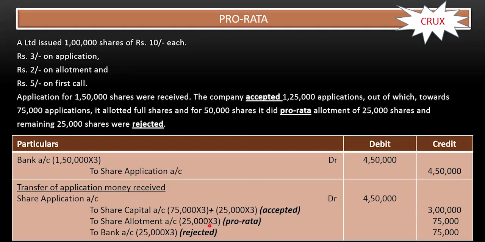And whatever the excess which we have received from category 2, that is 2:1 pro rata allotment, will now be apportioned towards share allotment account. The excess money received towards those 25,000 shares, rupees 75,000, will be credited to share allotment account. We have already created this liability, though we have not yet asked the public to pay the money for share allotment, because at the time of application itself, we have now received the allotment money as well to the extent of these many shares. And lastly, the rejection, that is outright rejection of 25,000 applications. So since we are returning the money, we have to credit bank account to the extent of 75,000.